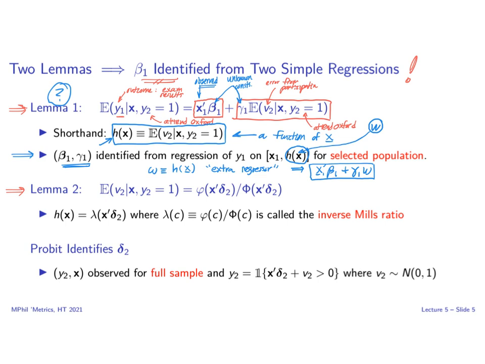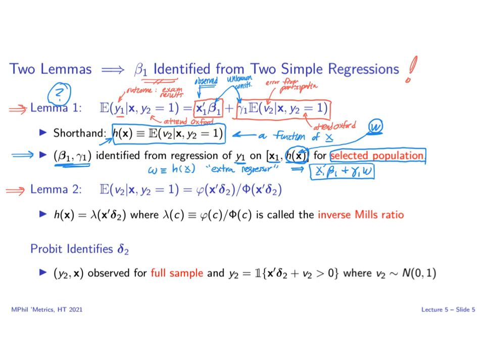This consequence is so important that it bears repeating. Regressing y1 on x1 and this w random variable that I've just defined using data for the selected sample allows us to identify the parameter beta 1 that governs the relationship between y1 and x1 in the whole population. In other words, we can learn the effect of education on wage offers in the population as a whole, despite observing wages only for people who are employed.